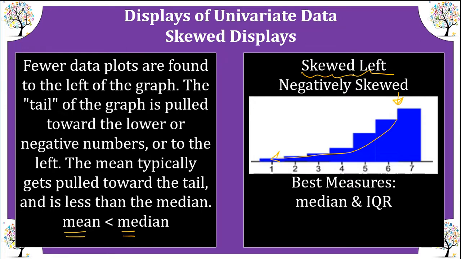So when we have skewed left, we have an outlier to the left. Most of the data is on the right. We have an outlier that's pulling it to the left and pulling the mean to be less than the median. Because again, your median is the middle number, and your mean is getting pulled and becoming less than the median. And again, when we have an outlier, we're going to use the median and the IQR to represent the data.